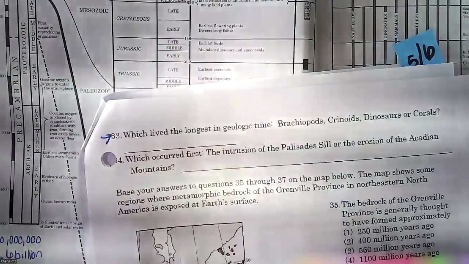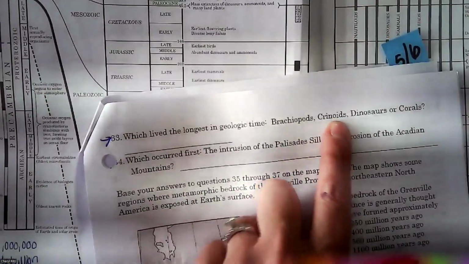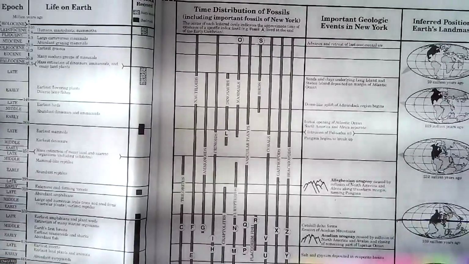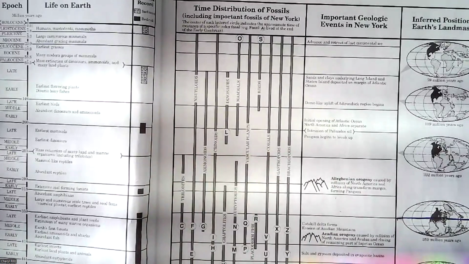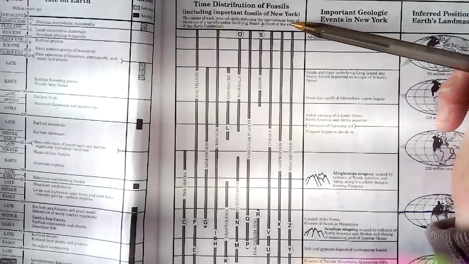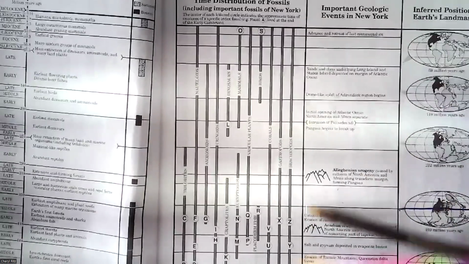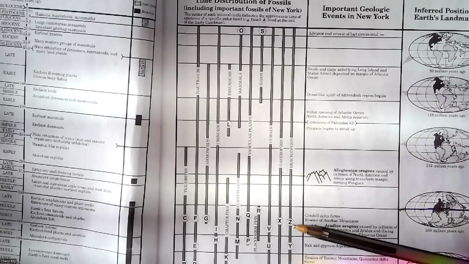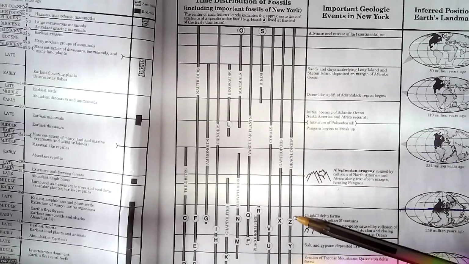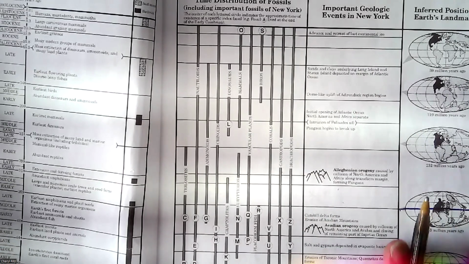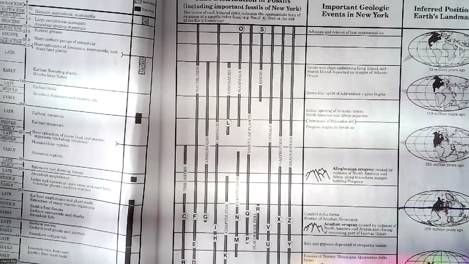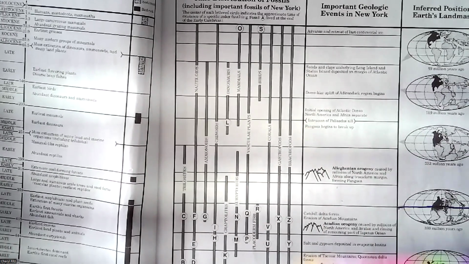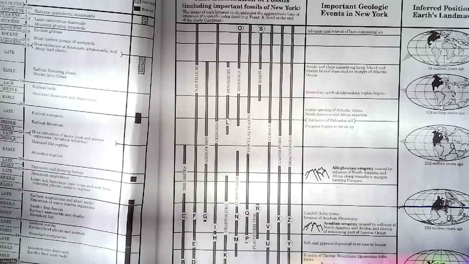Then I asked you to do this one. Which one lived the longest time? Brachiopods, crinoids, dinosaurs, or corals? This is where you look at these lines. We only briefly looked at these the first day we looked at this reference table. So again, I'd like to compare this line to if this line was dogs. This is how long dogs were around, and this would be different kinds of dogs, so maybe a golden retriever and a Great Dane. That's not exactly true because it'd be more like canines and wolves and coyotes, but we don't need to get into the details of that. We want to know which one's been around the longest.